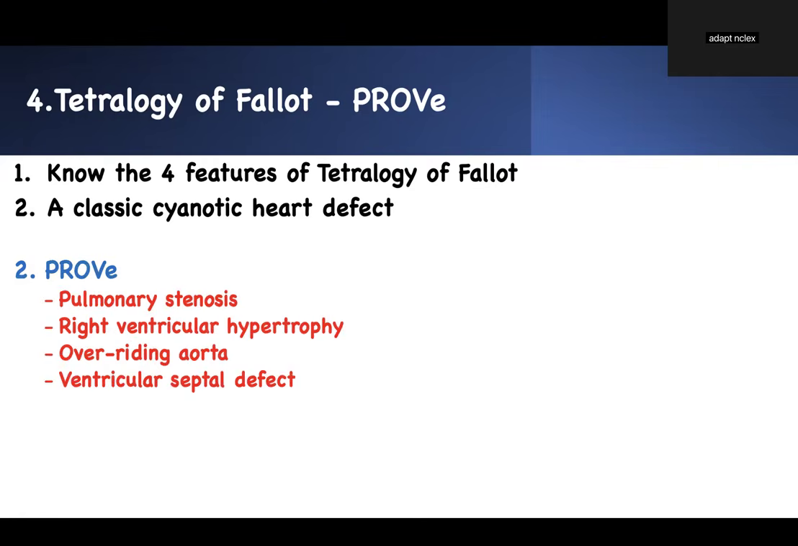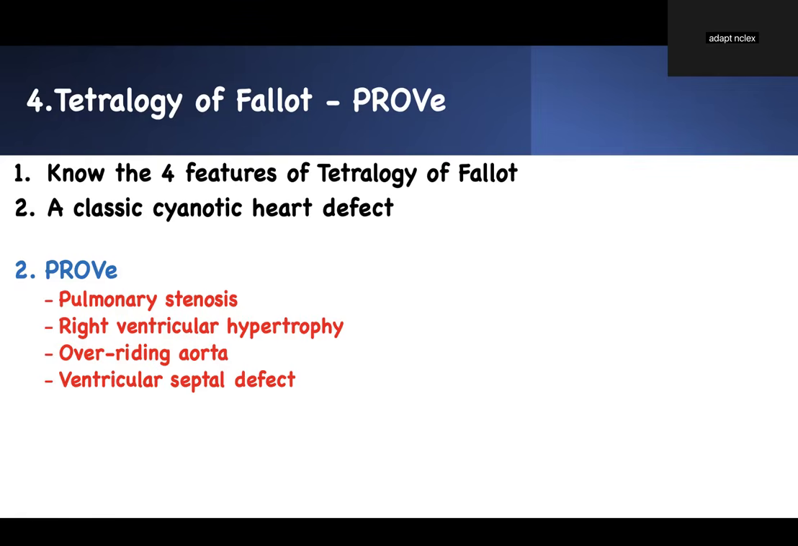And what is that? PROVE means what? There is going to be a pulmonary stenosis leading to what? Right ventricular hypertrophy. In the process, the aorta will override what? The left side, and therefore we end up having what? Blue baby. But how does the blood get from the right to left? Through a ventricular septal defect. Once again, I have a video. I explained it in detail.